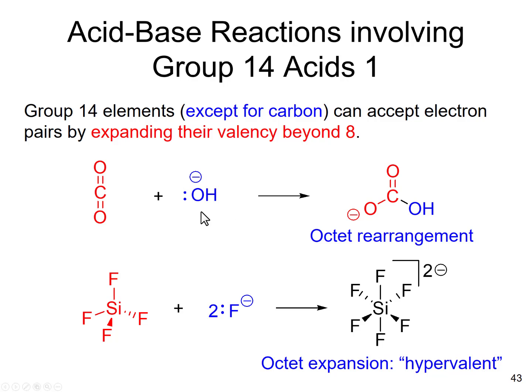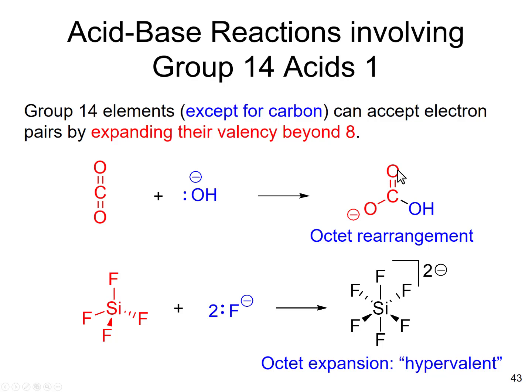So reaction of carbon dioxide with a hydroxide anion as a Lewis base would lead to the formation of a bicarbonate anion. Now in this particular case, you have not an expansion beyond 8 electrons, but an octet rearrangement. The negative charge that comes from the hydroxide anion is donated to the central carbon, and one of these double bonds would flip out to form the negative charge on one of the oxygens that were initially double bonded. Of course, this is just a resonance form.